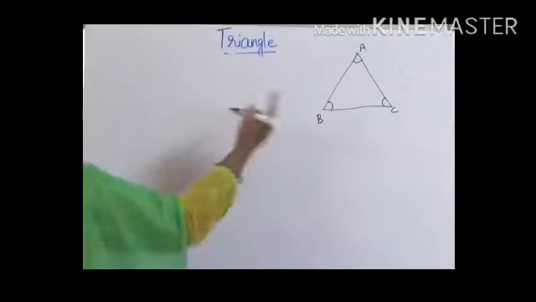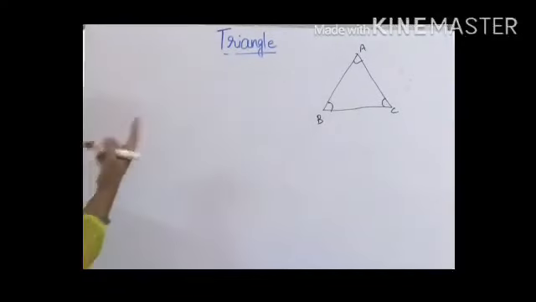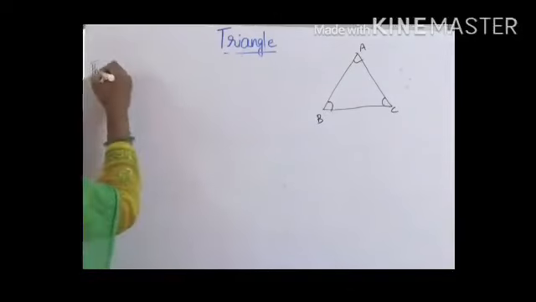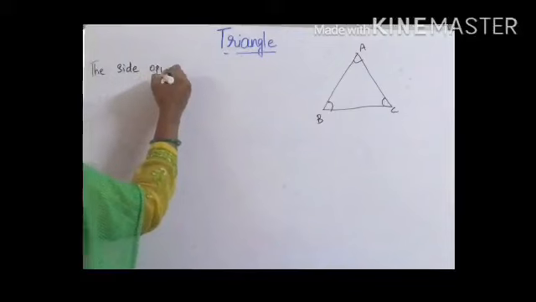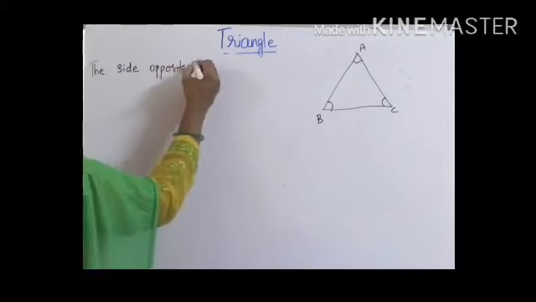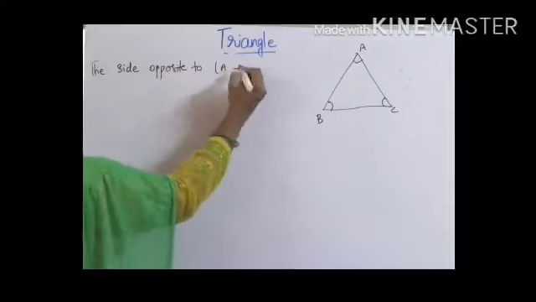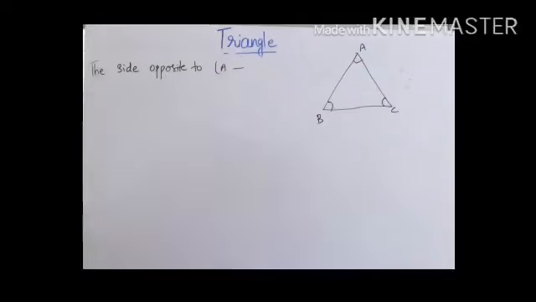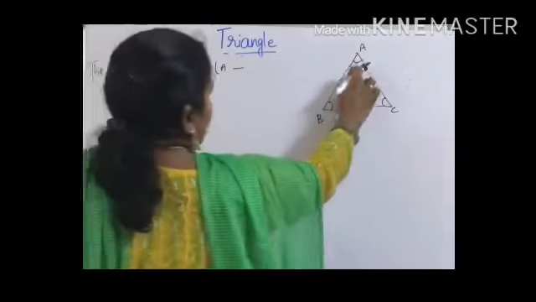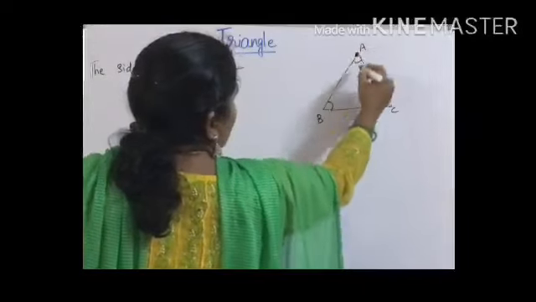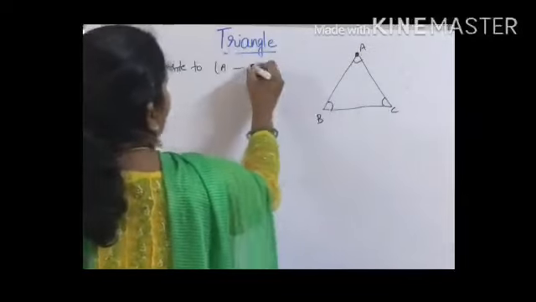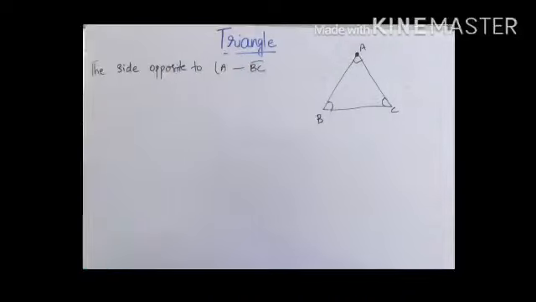Now this is a triangle ABC, children. Now can you say from the figure what is the side opposite to angle A? Here this is the angle A. This is the vertex. The opposite side of the vertex is what here? BC. Right? The side opposite to angle A is BC.